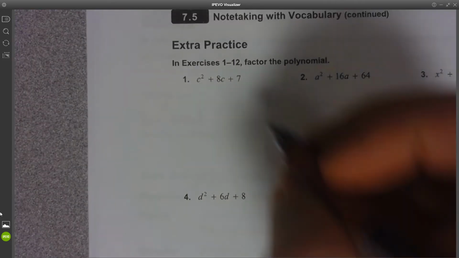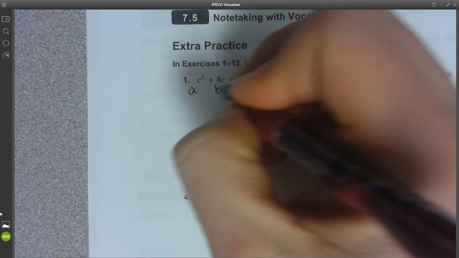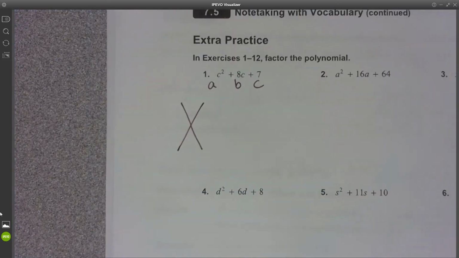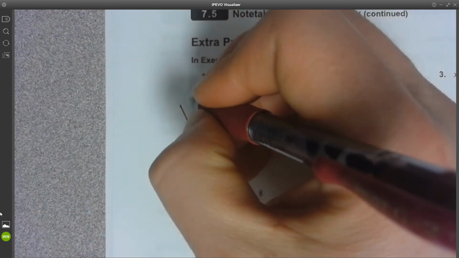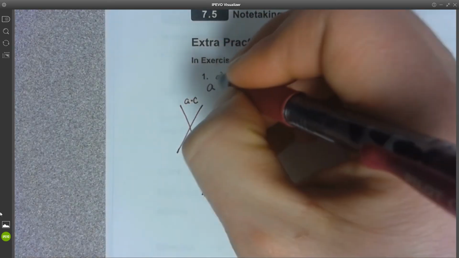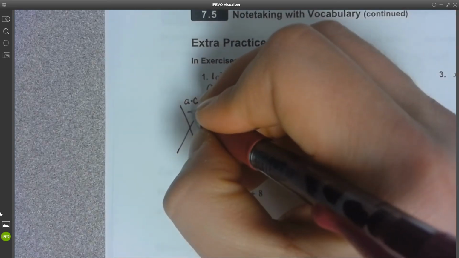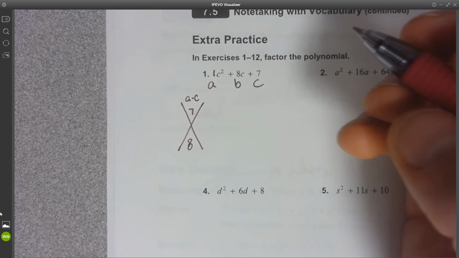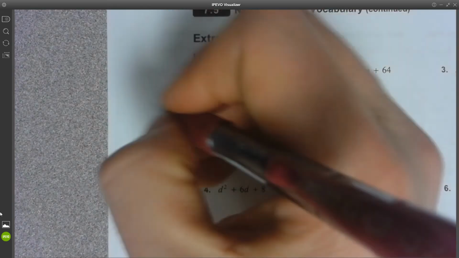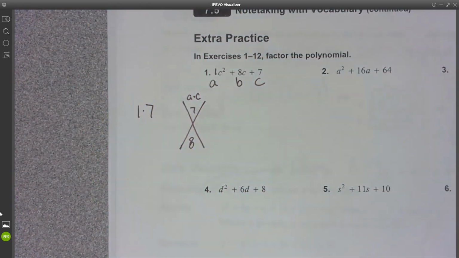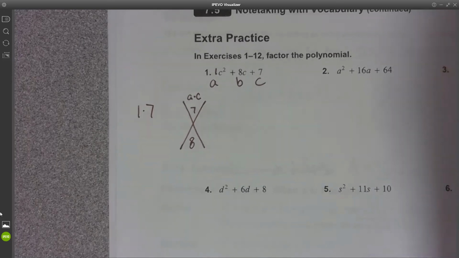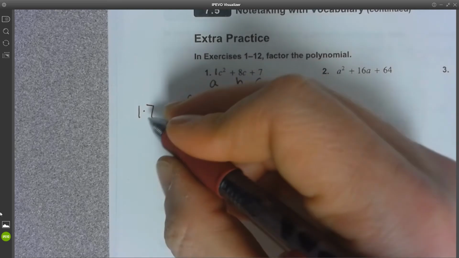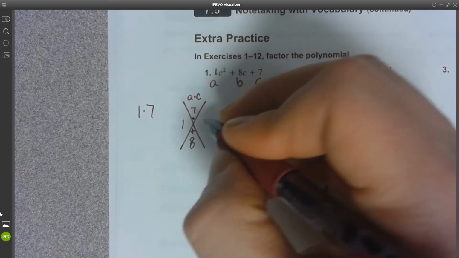So in number 1, I have a, b, and c there. So I'm going to start with my x. And on the top of the x, I need a times c, so 1 times 7. And on the bottom, I need b, so 8. So now I'm looking for what numbers multiply to 7. So that's 1 times 7. There's no other numbers because 7 is prime. So 1 times 7 makes 7. Is 1 plus 7 8? Yes, it is.